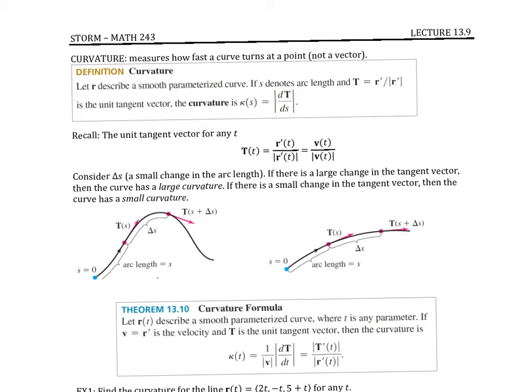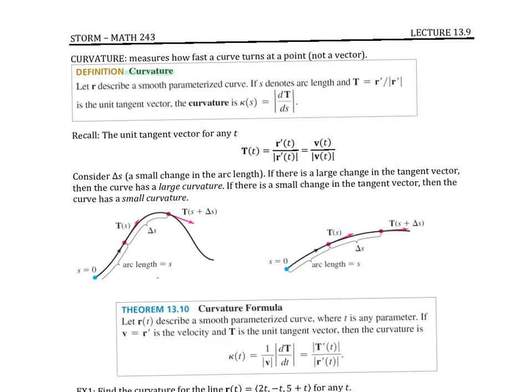In 13.9, which is the last section for chapter 13, we're going to use vectors to describe the behavior of our graphs in two-dimensional space and in three-dimensional space. The first thing that we're going to talk about is how our graphs curve.